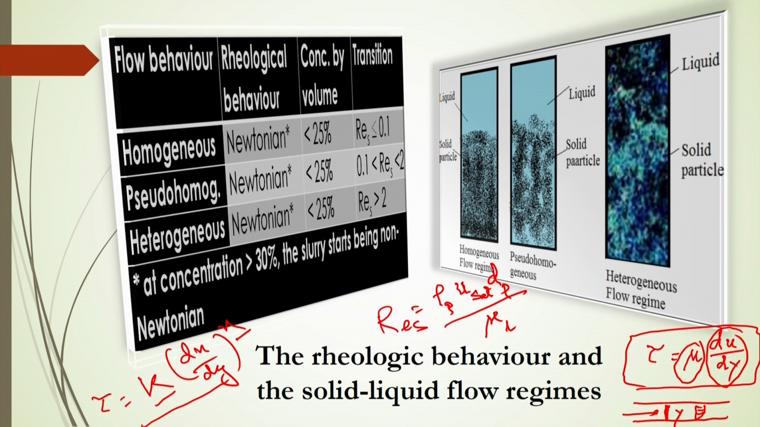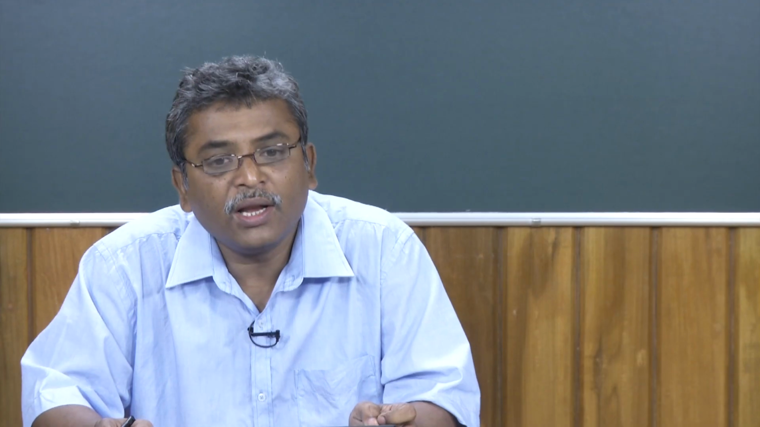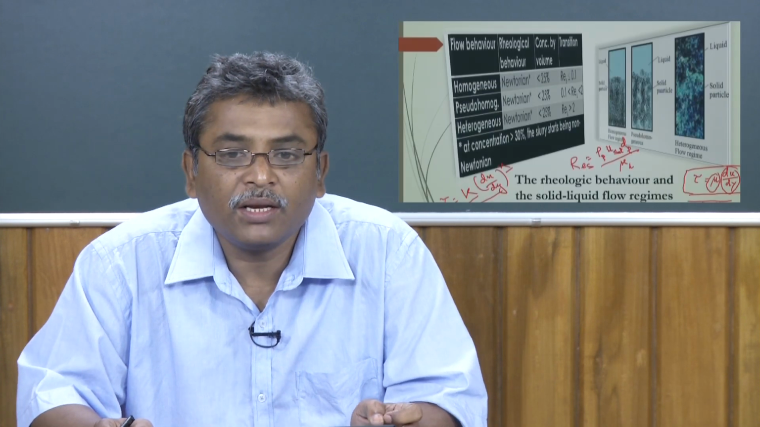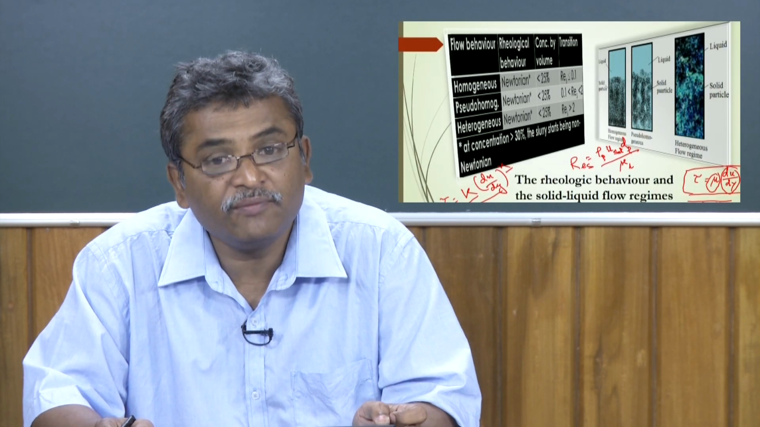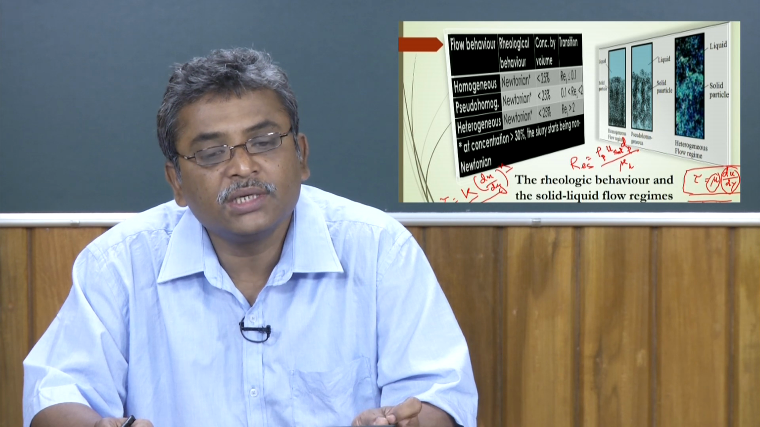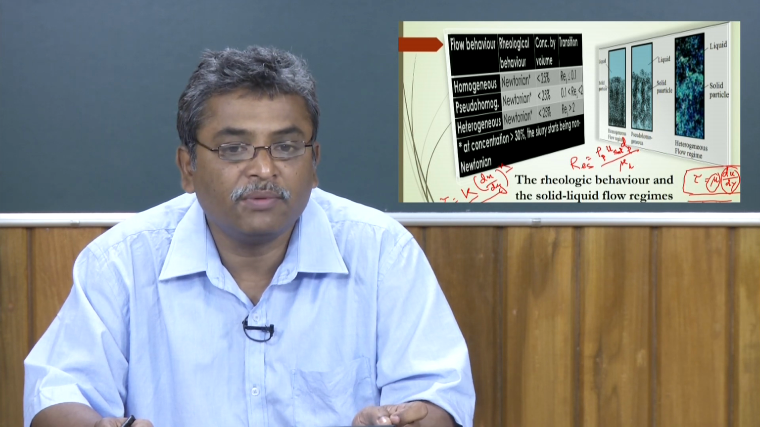So, whenever liquid and solids are flowing in a pipe or in a column, of course, it will behave like a non-Newtonian fluid also if the concentration of the solid inside the bed is greater than 25%.